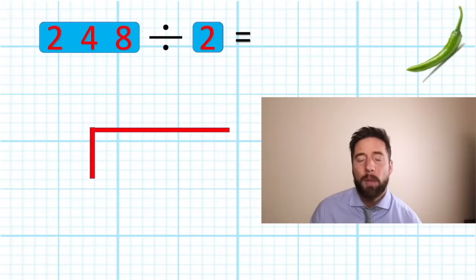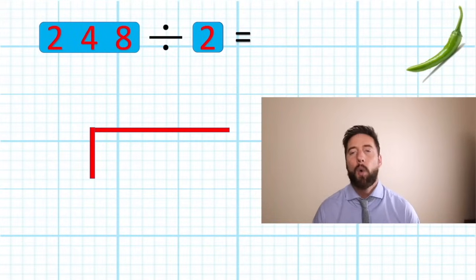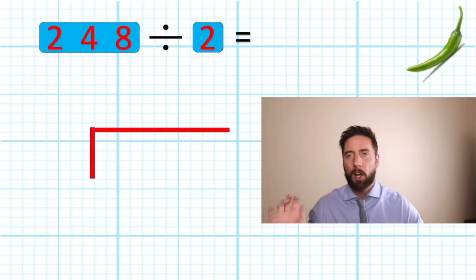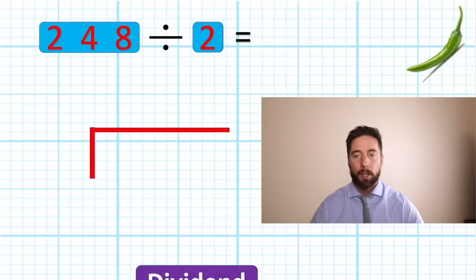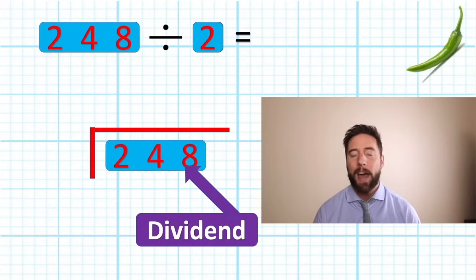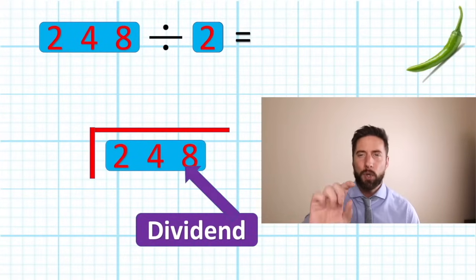Now, before we can start, we need to know where we are going to put the features of our question. I'm going to put the dividend, which is the big number, the number we are trying to break up and share, inside the bus stop. So I'm going to put my 248 inside my bus stop.